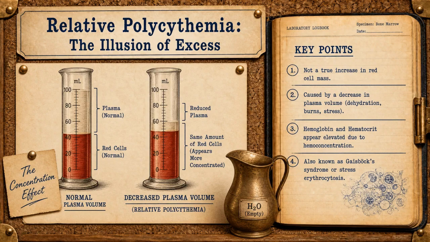From a laboratory findings perspective, you'll see elevated hemoglobin and hematocrit, but the actual red cell mass is normal. Crucially, the white blood cell and platelet counts will be normal, and the bone marrow will also appear normal. And, importantly, EPO levels will be normal. The differentiation from true polycythemias is often quite straightforward, as relative polycythemia is easily resolved by rehydration. With that, we've covered the nuances of polycythemia vera and its lookalikes. Next up, we're going to explore essential thrombocythemia, where the platelets take center stage.